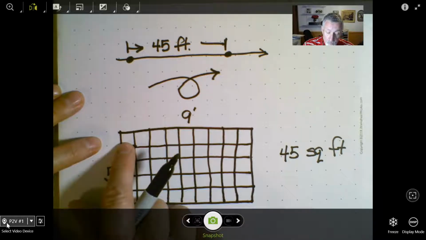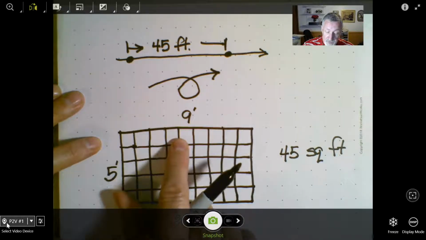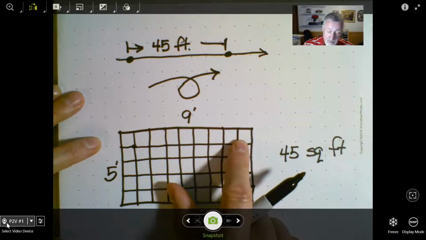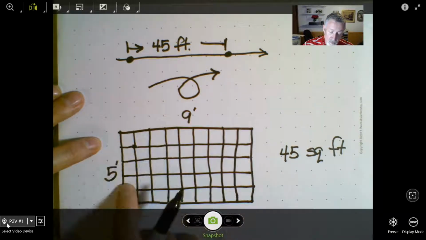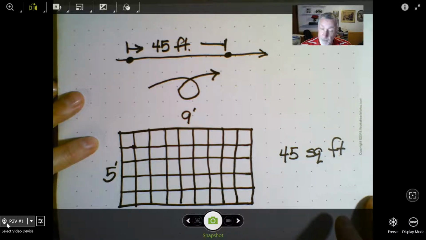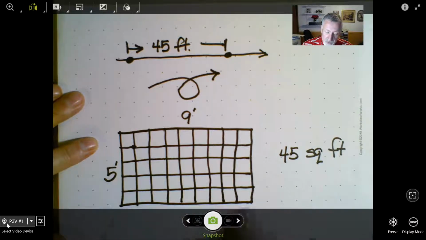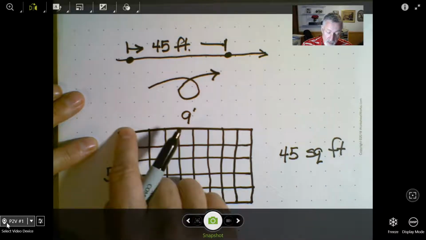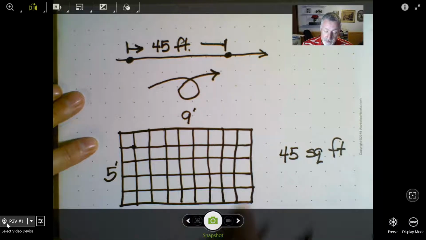1, 2, 3, 4, 5, 6, 7, 8, 9 by 1, 2, 3, 4, 5. And I'm going to go across because counting by fives is something that I'm better at than counting by nines. I'm going to see how many total squares, because each column contains 5, are in this tabletop. 5, 10, 15, 20, 25, 30, 35, 40, 45. So the tabletop is 45 square feet.